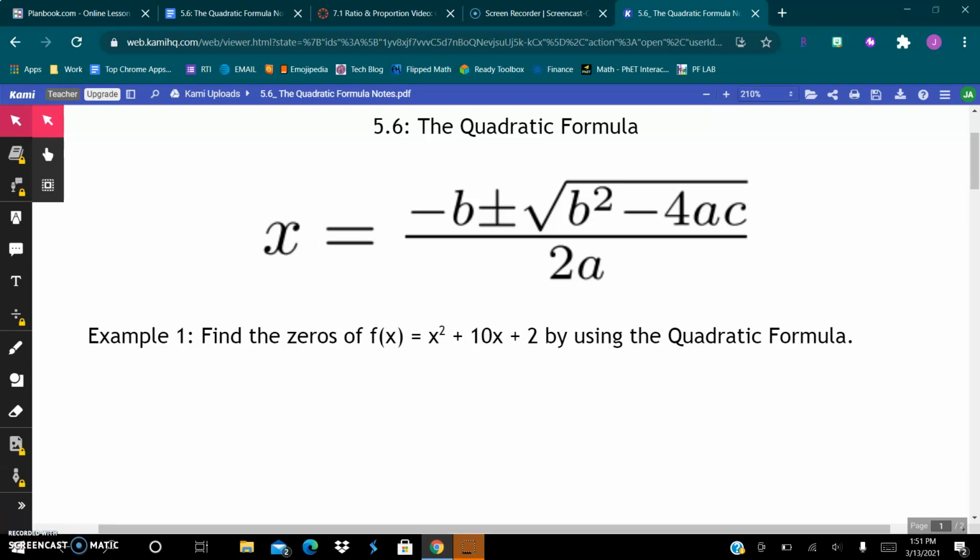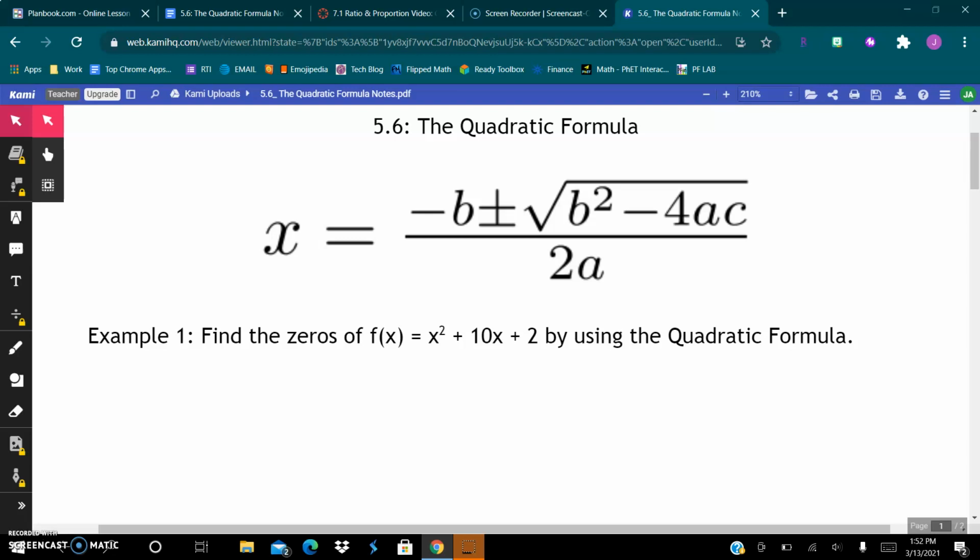For section 5.6, we are going to do the quadratic formula. Up until this point, I have shown you different ways to find the zeros, or in other words, to solve quadratic functions. That is basically, we were just trying to figure out where that parabola crossed the x-axis. And there were different ways depending on how the equations were set up. Now we're going to talk about this quadratic formula.